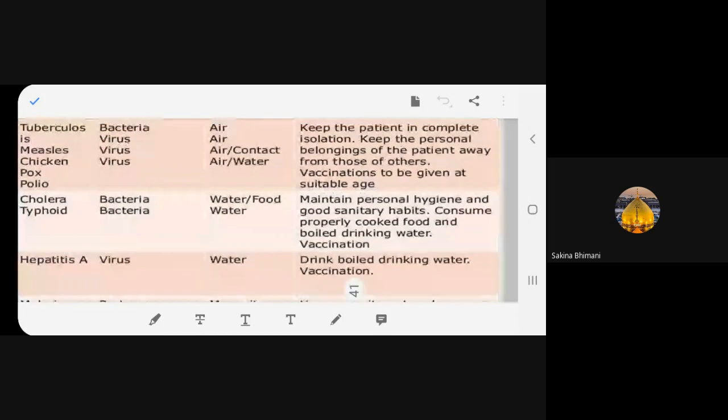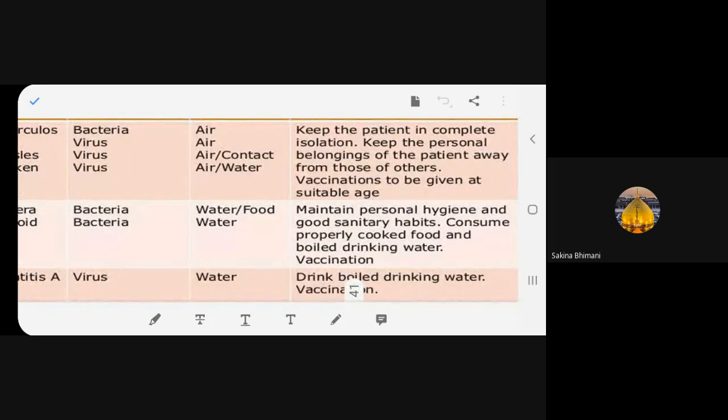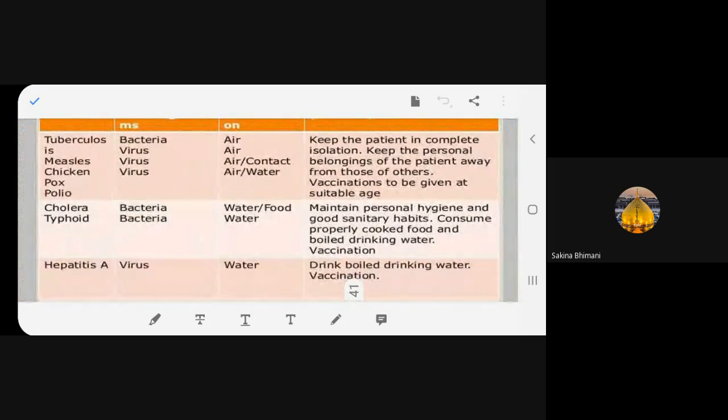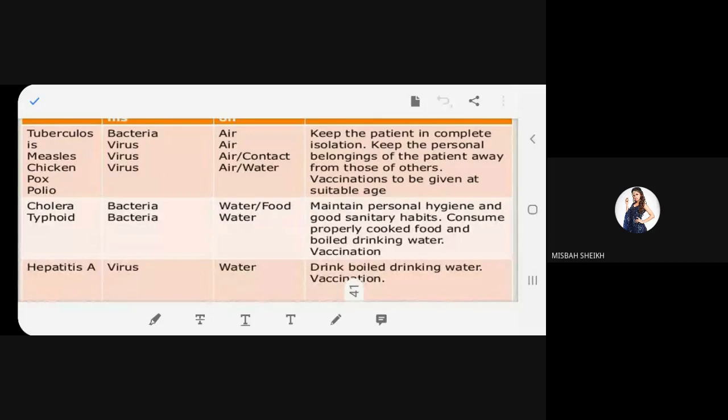Any problem with it? No, ma'am. You have to learn it by heart. You have to learn this chart. There's nothing to explain. It's the disease, the agent, how it gets entry in the body and what you should do to stop it. Hope you understood. Yes, ma'am. So you have to just learn it. There's nothing much to understand over here.